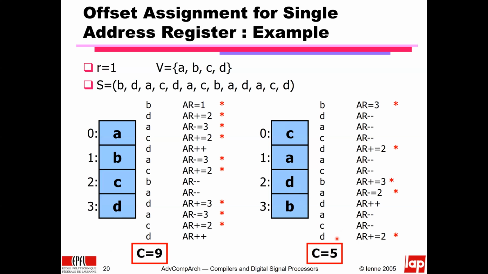reload the address register. So I always have to load it on the first one, but now I do B to D. B to D are adjacent. Then from D I need to go to A, they are again adjacent. From A to C, they are adjacent. Now I need to do D, they are not adjacent because I have a distance 2, so I need to do a reloading. And you see here the situation, if I do this sequence in this memory layout, I have only 5 reloadings, so I gained maybe 4 cycles or 4 instructions.